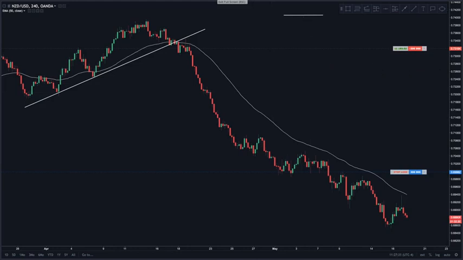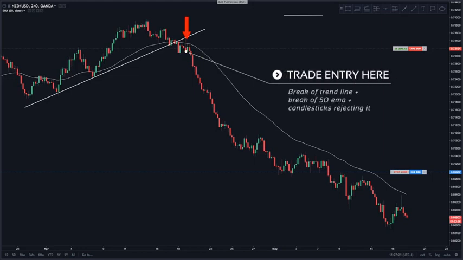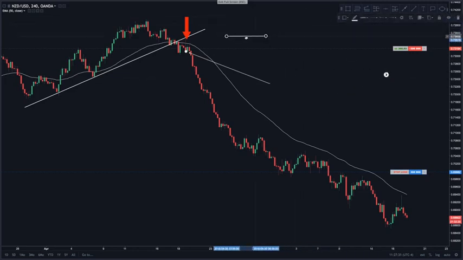So I'm going to use this white line to represent our stop loss. So from looking at the higher time frames, we spotted an entry through a break of this trend line, break of the 50 EMA, and we have these candles rejecting it, which allows us to put a tight stop loss in. And we put it above these wicks here.